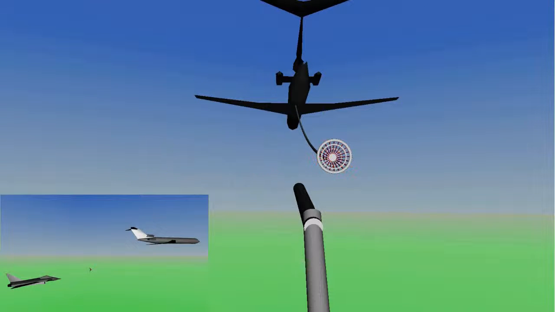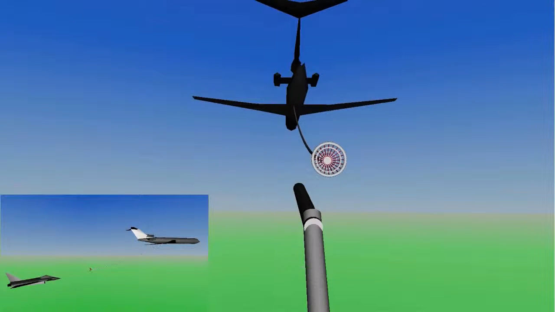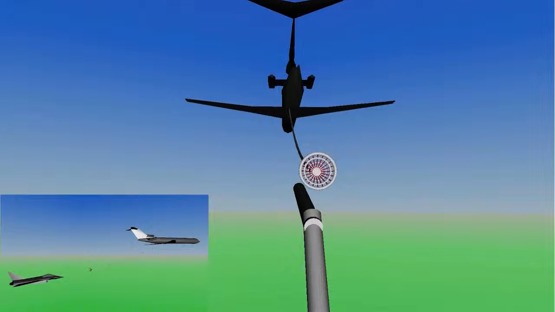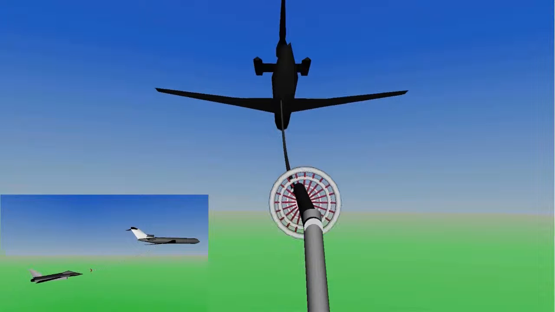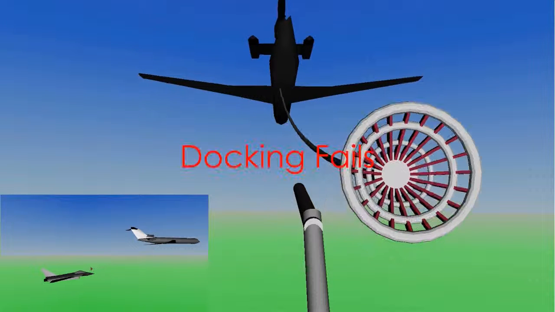This is the first docking attempt. At the beginning, the receiver stays in the standby position. Then the receiver approaches the drogue slowly. When the receiver is close to the drogue to some extent, the bow wave effect comes into play, and finally the probe doesn't capture the drogue, so the first docking attempt fails.